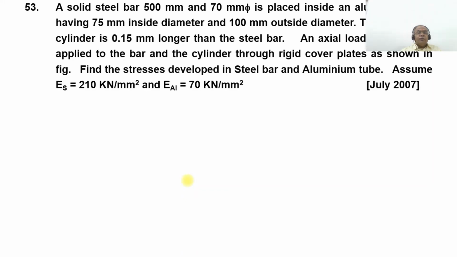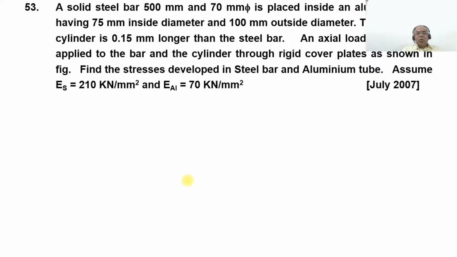Now, we're going to take up one more problem. Problem number 53. It reads: a solid steel bar of 500 mm length and 70 mm in diameter is placed inside an aluminium tube having 75 mm inside diameter and 100 mm outside diameter. The aluminium cylinder is 0.15 mm longer than the steel bar.